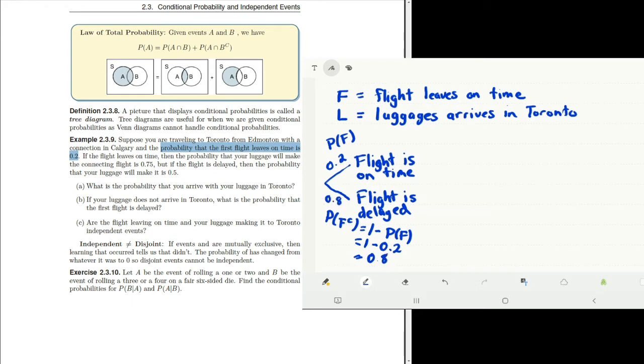Then for each of these cases, there are two more possibilities. Either your luggage arrives in Toronto or your luggage doesn't arrive in Toronto. So we're going to do two more branches for each of these cases. So in one case, your luggage arrives. And in the other case, your luggage does not arrive.